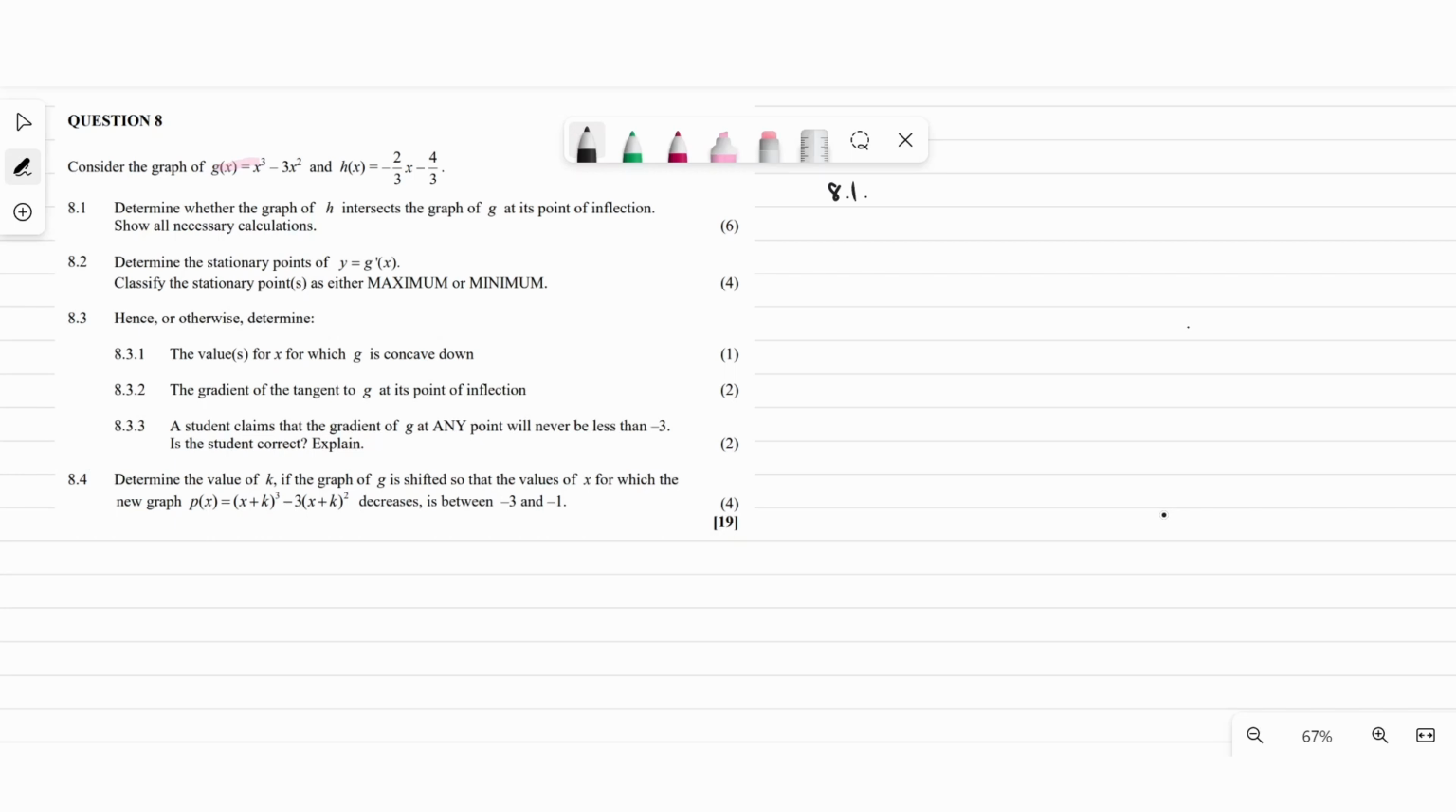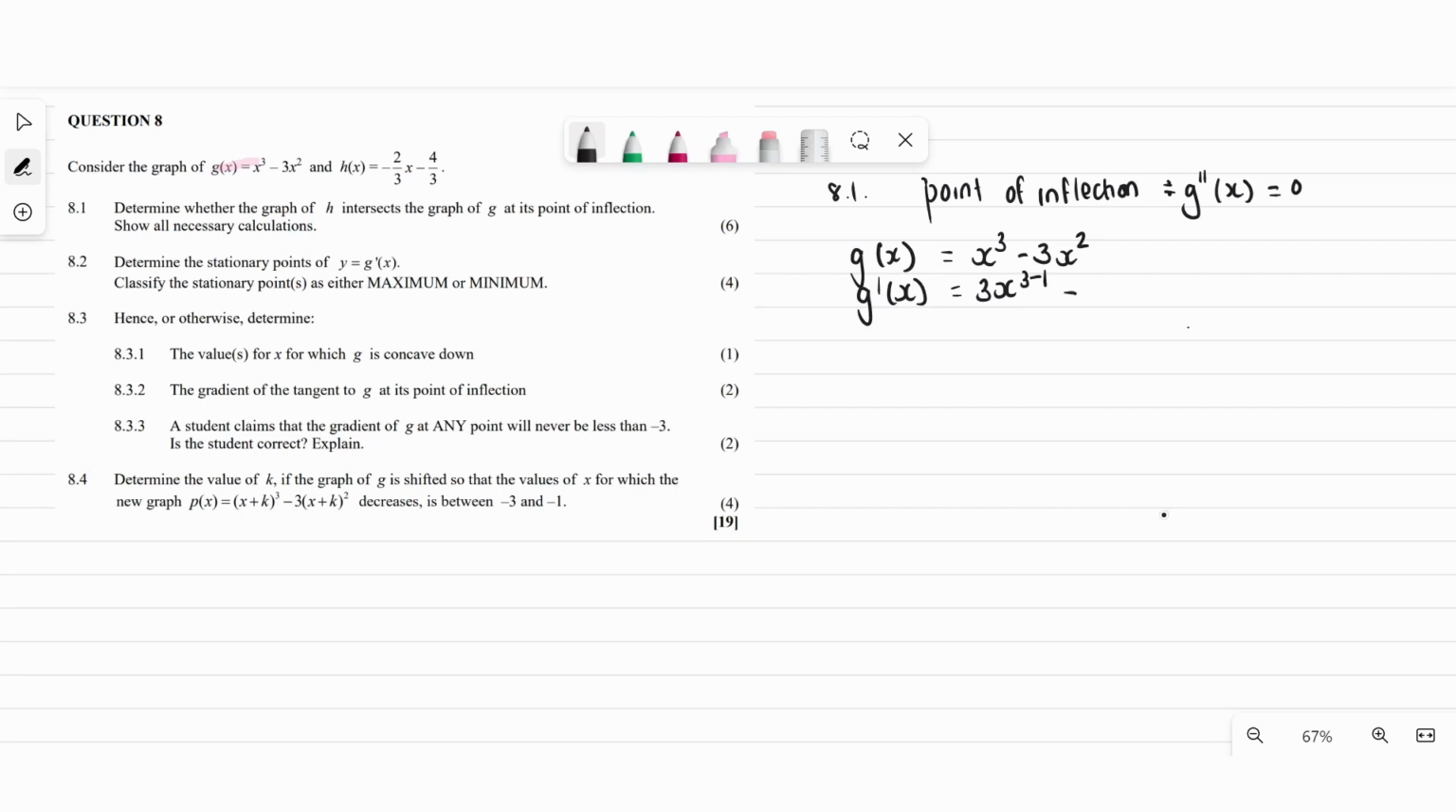So first we need to find the point of inflection. So what is the point of inflection? It's basically where the second derivative is equal to 0. So that's what it means, right? So we need to find the second derivative. So we have g of x here. Then we need to first find the first derivative, which is, we take the 3 to the front. Then here it's going to be what? It's going to be 3 minus 1.